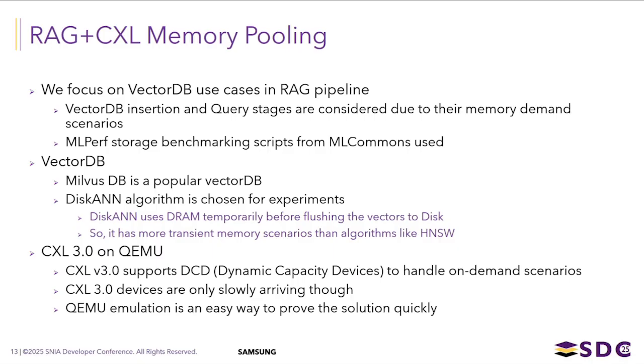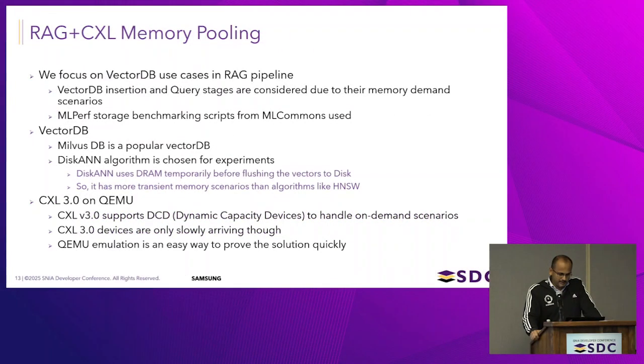So, since we covered the basics of CXL memory pooling, let's cover a few more points about the RAG plus CXL solution. We already mentioned that the vector DB use cases are the most interesting ones here in the RAG pipeline, particularly the insertion stage, where a large amount of memory is required. That's what we are mostly interested in. And we used some benchmarking scripts to conduct our experiments. We used MLPerf Storage benchmarking scripts from MLCommons.